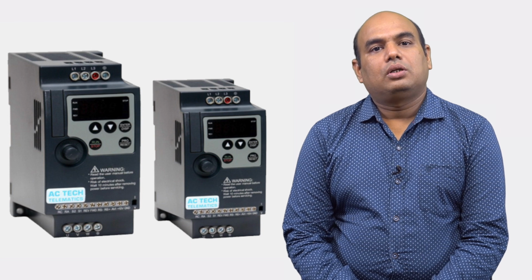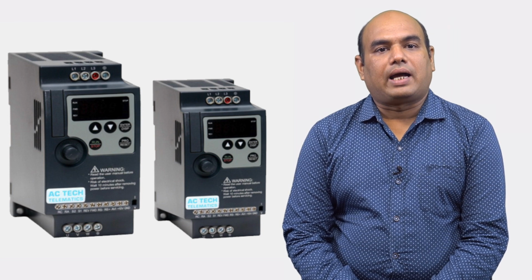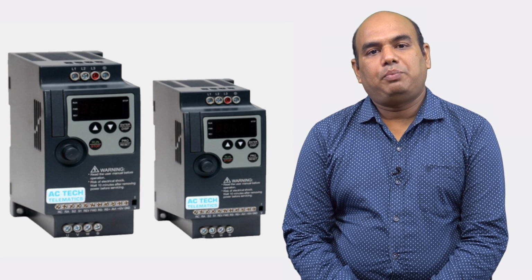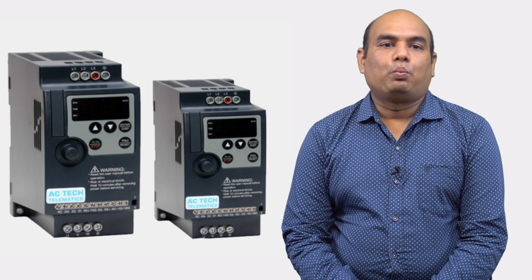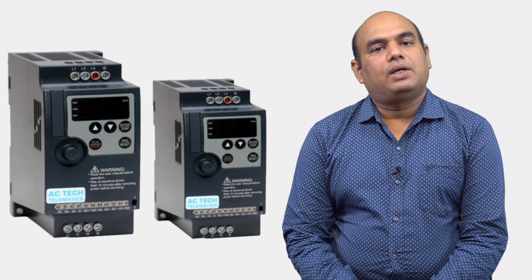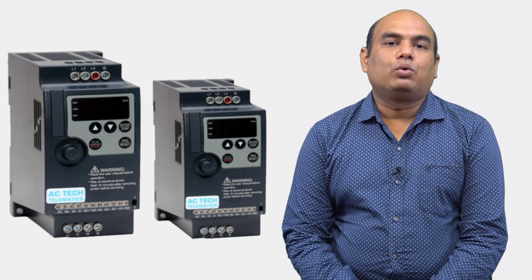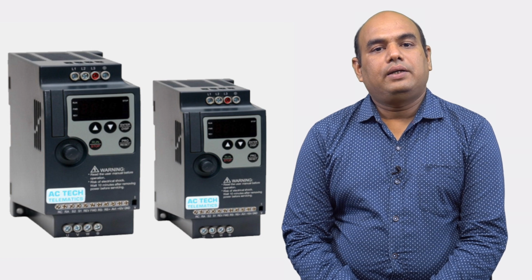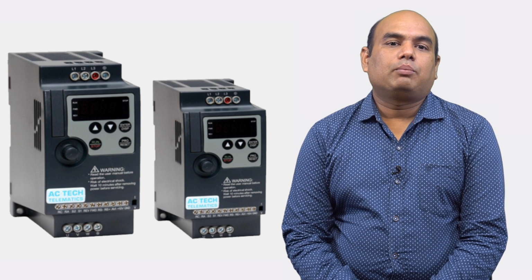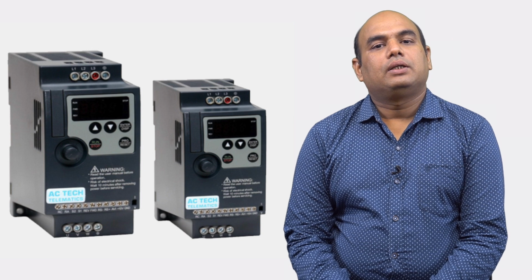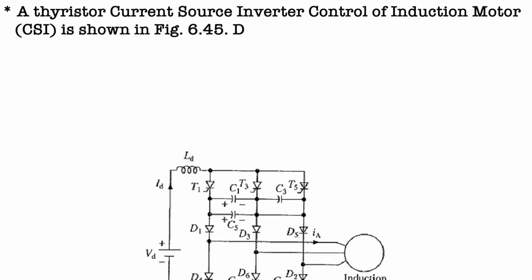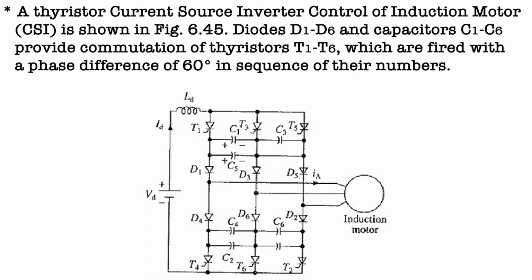A current source inverter induction motor drive is a type of power conversion system used to control the speed and torque of an induction motor. Unlike the more common VSI drive, which controls the motor by adjusting the voltage, the CSI drive controls the motor by regulating the current supplied to it. A thyristor current source inverter control of induction motor is shown in the figure.